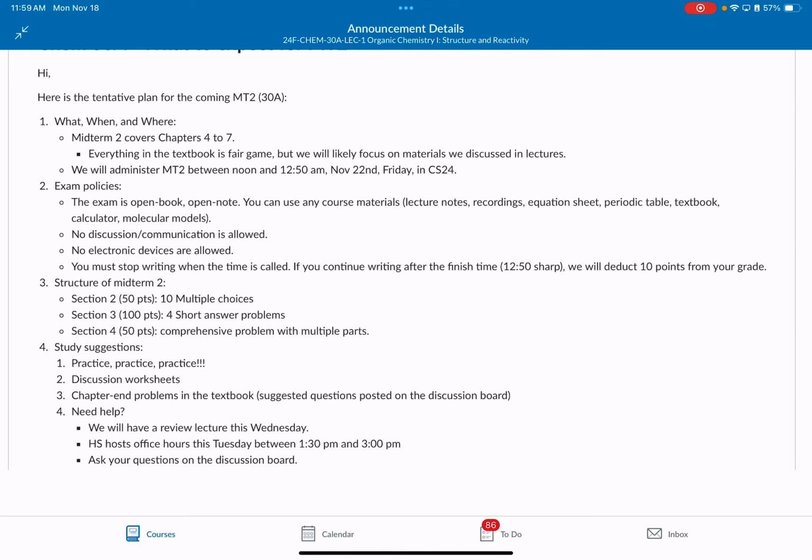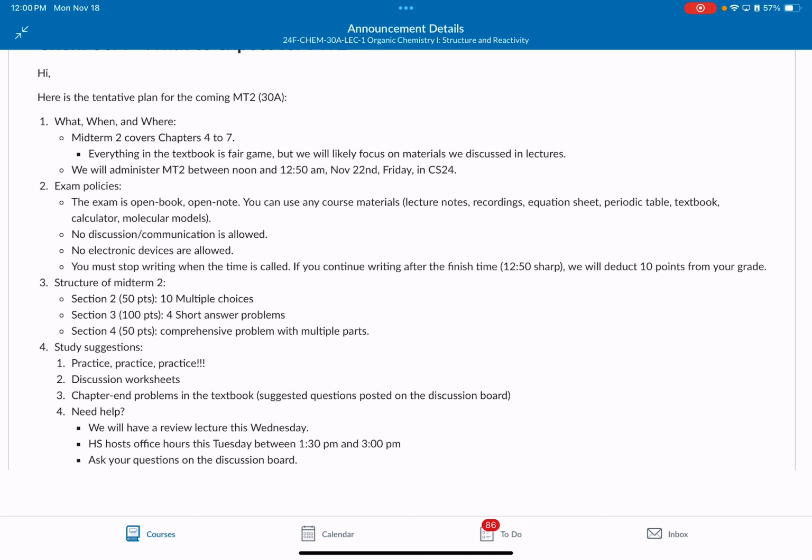All right, before we get started, quick announcement on midterm 2. I posted a similar announcement on Canvas, like what we did for midterm 1. The format will be pretty much similar. You will take the exam here in this room. Your TA will be with you to hand out exams and collect them at 12:50 precisely.